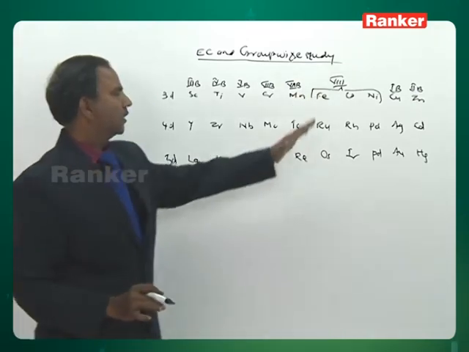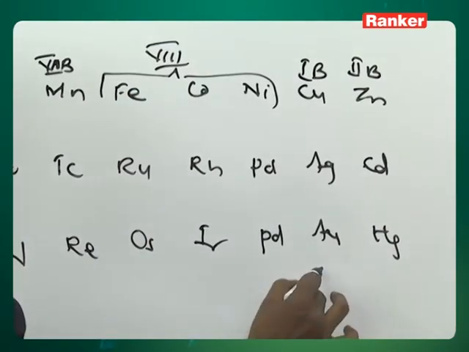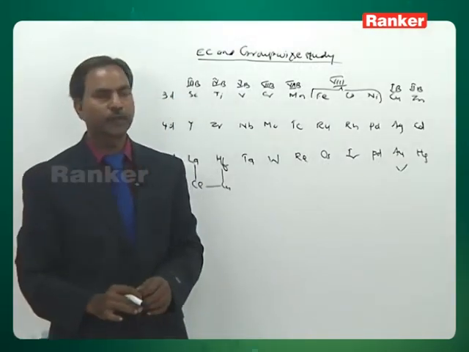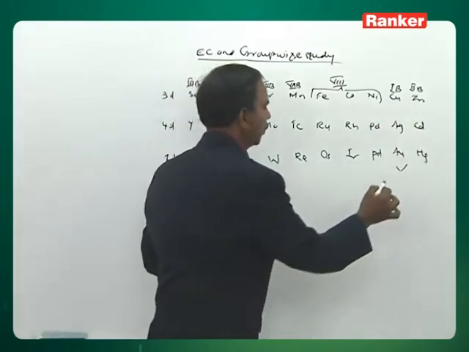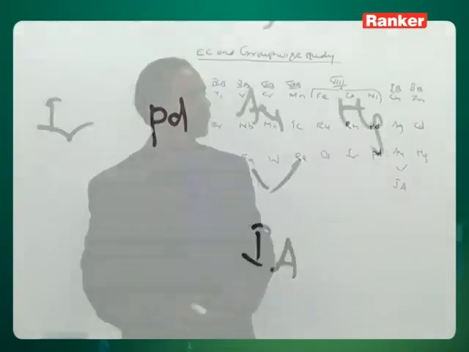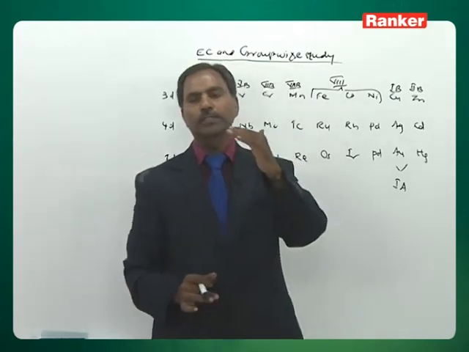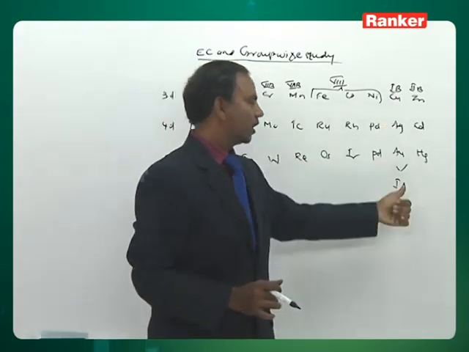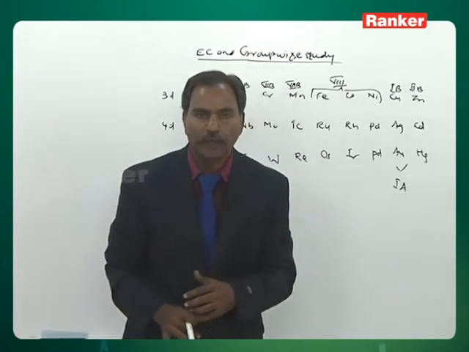Let us discuss the group-wise study of these elements. Let me talk about the first B group. The first B group of elements resembles the first A group, because their common oxidation number is +1. First A group also has +1. Therefore, these elements exhibit similarities with the first A group of elements.